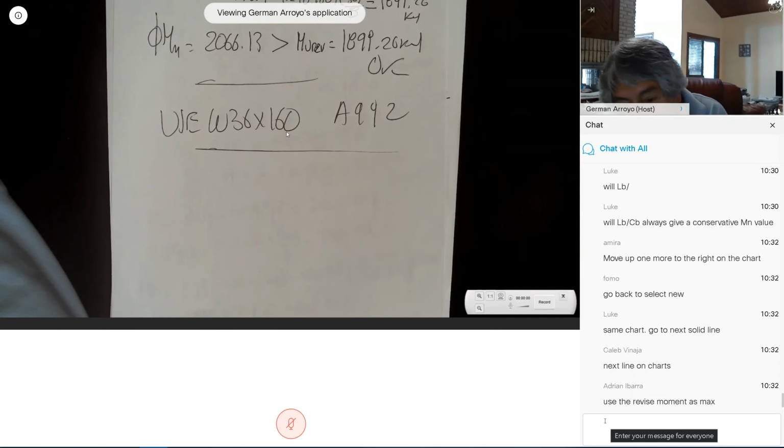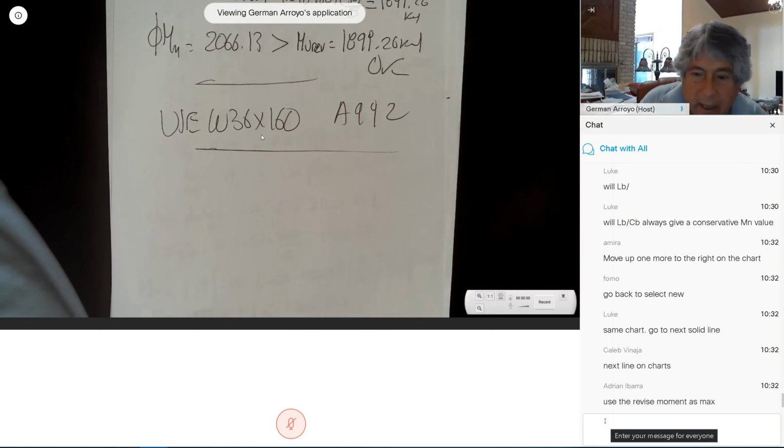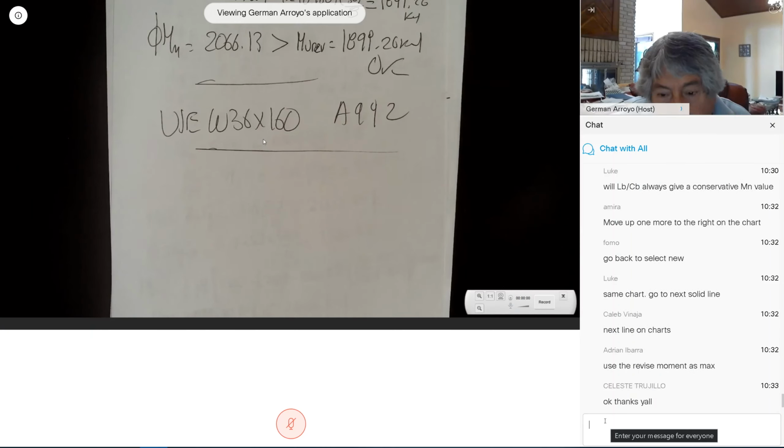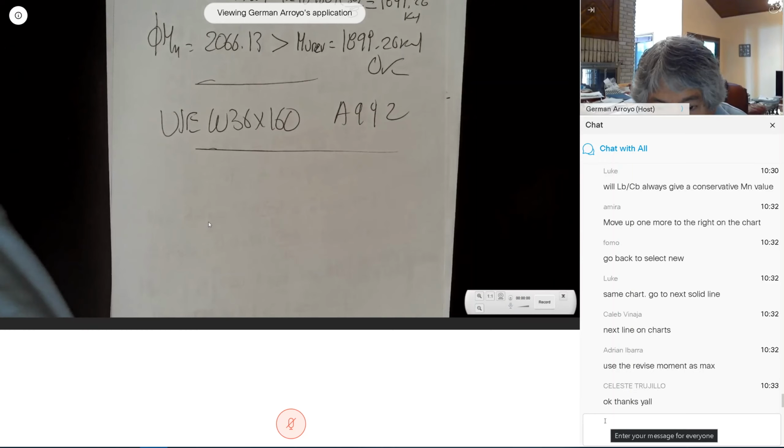Or you can revise the moment and we go Lb over Cb, it's going to give you the same. It's going to be the next solid line to this, that's the section. Any other question? So we do not go to Cb, we go to the chart. And the next heavy line, solid line, is going to be the lighter. Any other question?